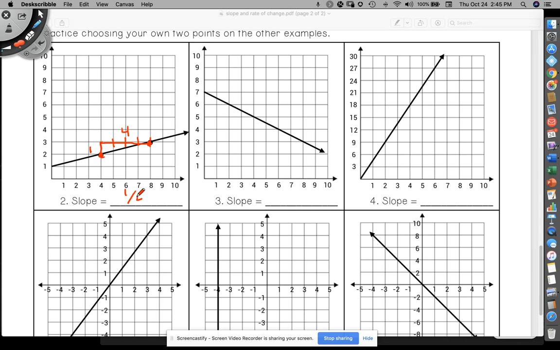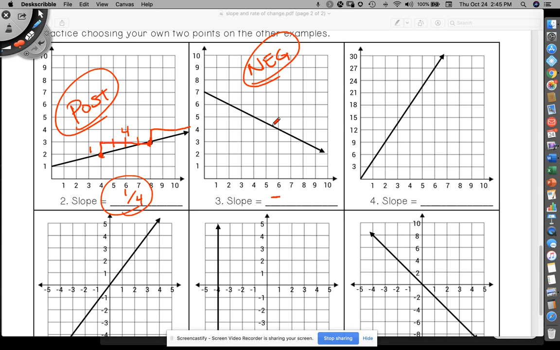1 over 4. Do not say 1/4 because 1/4 is a fraction. This is 1 to 4. So for every 1, I'm going to go over 4, and I will hit my line again. Number 3. Oh, by the way, this is a positive slope. When it's positive, your answer should be positive. This is a negative slope because it's going down, which means my answer should be negative.